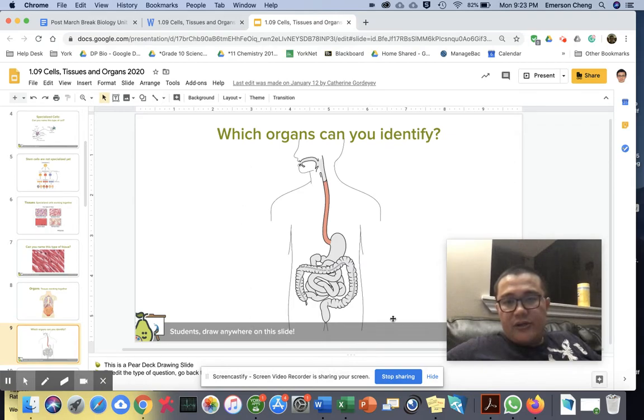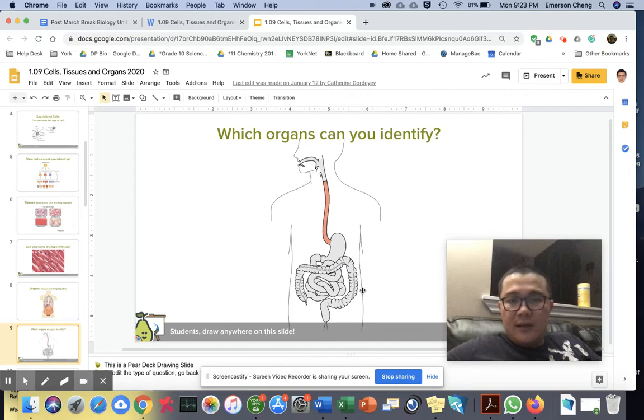Now, this here is the digestive system. So basically, you have the esophagus, you have the stomach, small intestine, large intestine, and the anal sphincter. You don't see the liver in here. So you should have a flap called the epiglottis around here.